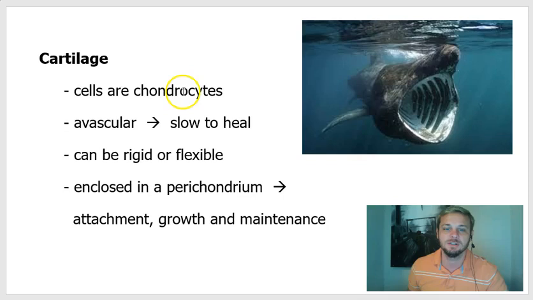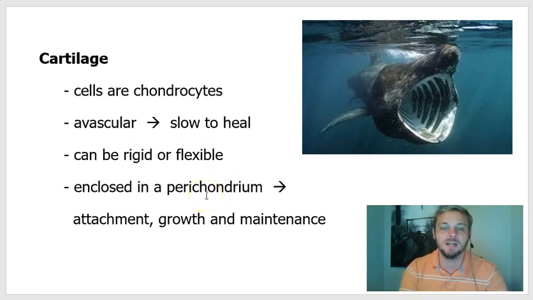So cartilage cells make up your cartilage. Cartilage is avascular. Most of your connective tissue has a really good blood supply, but cartilage does not. Instead, it is packed full of these fibers to give it strength. Cartilage can be rigid or it can be flexible. We'll talk about the 3 different types in a little bit.